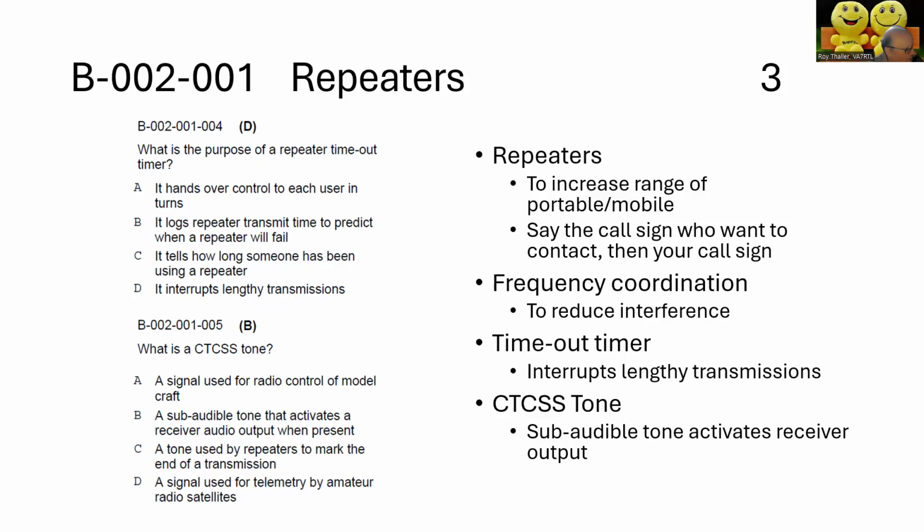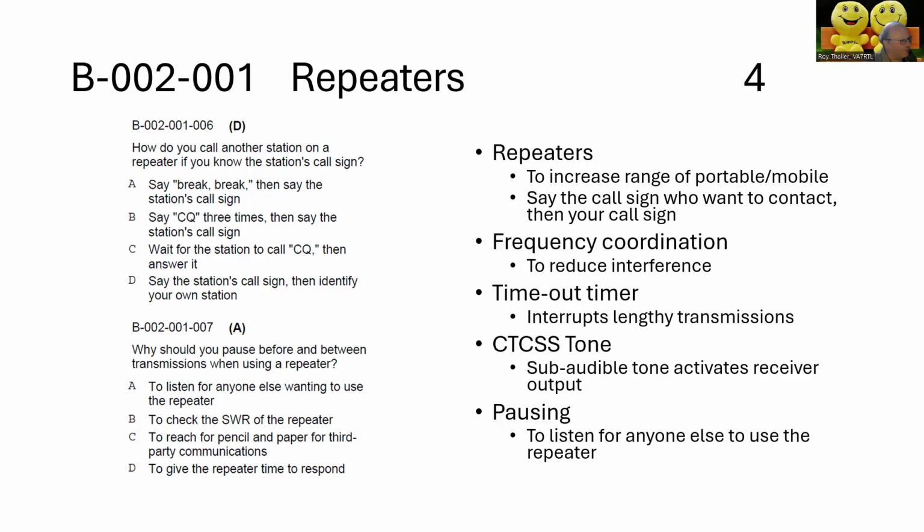So what is the CTCSS tone? So that tone is B, a subaudible tone that activates a receiver's audio output when present. How do you call another station on a repeater if you know the station's call sign? So this is similar to the previous question we had. So D, say the station's call sign, then identify your own station.